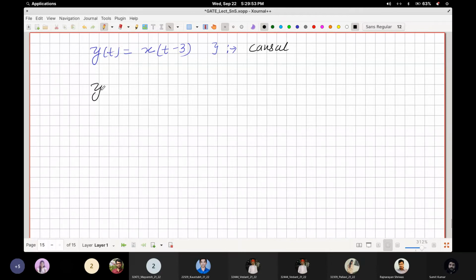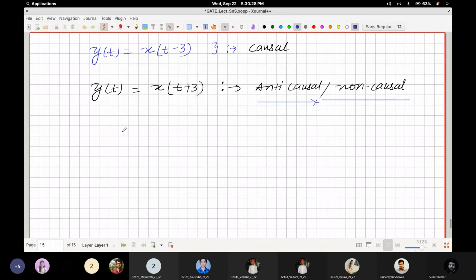And let's see one example of anti-causal: y(t) equal to x of t plus 3. No matter what the value of t is, t plus 3 will always be in the future, isn't it? So something that depends only on the future is going to be anti-causal. You can call this non-causal as well; you can say anti-causal or non-causal. Is that clear to everyone, how to recognize whether a system is causal or not?